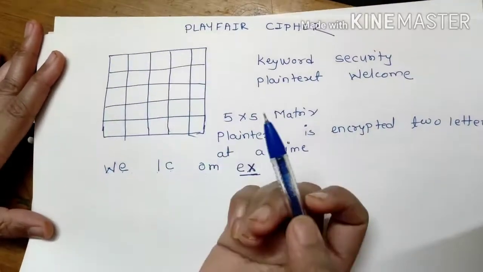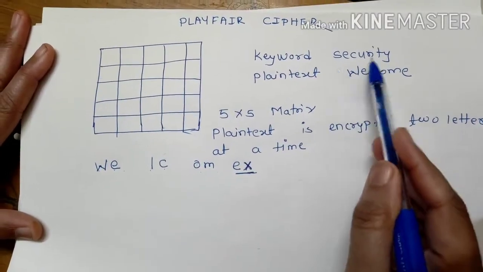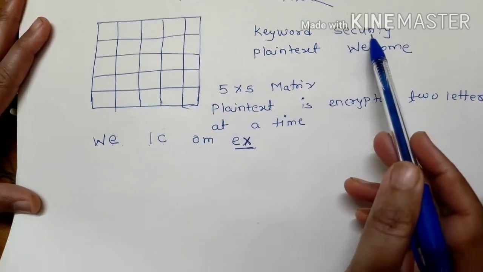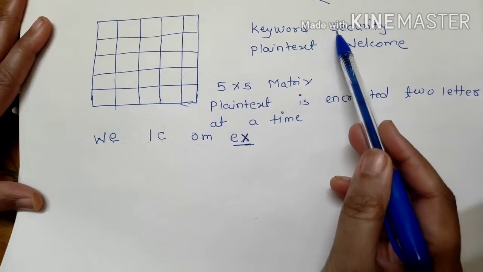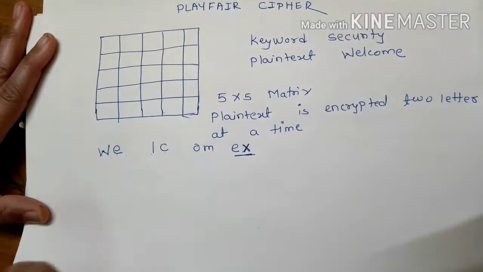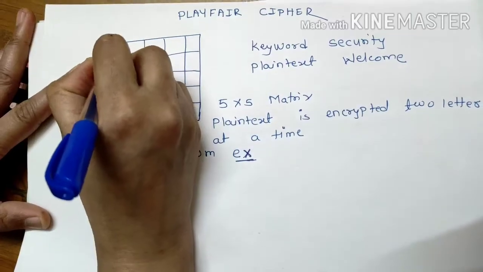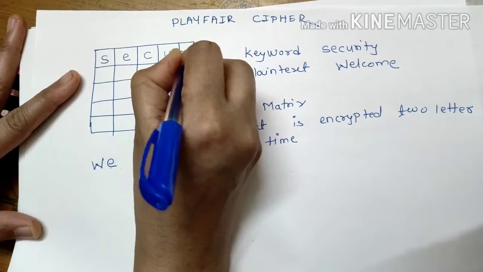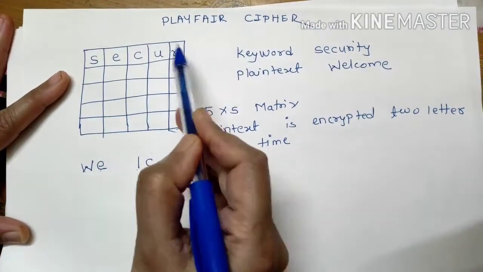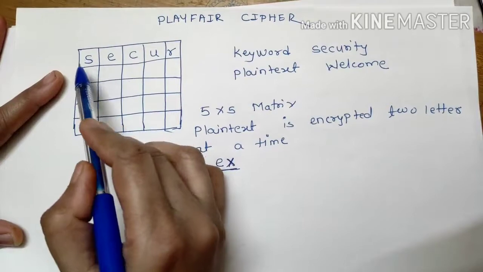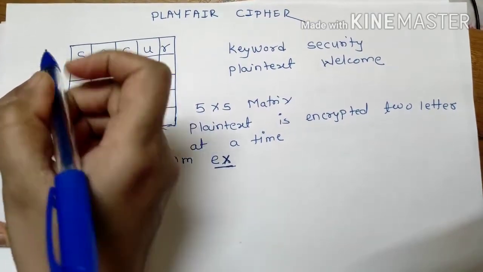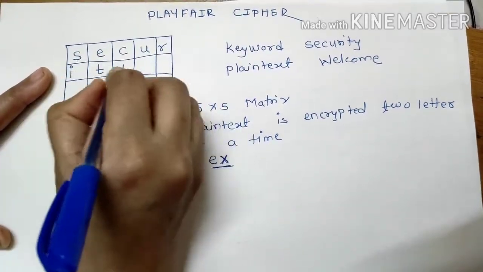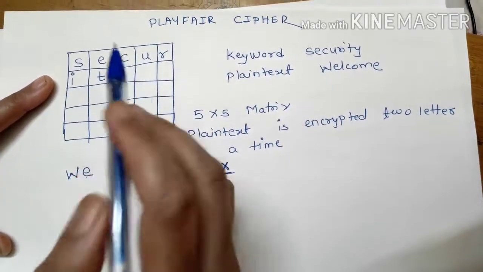Now we have to fill this matrix first. How to fill that matrix? We will start with the keyword, that is the secret key, and duplication should not be there between the alphabets. Once you have written S, then don't repeat it again in the matrix. So we will start with security. Whenever you are filling this matrix, go from left to right and from top to bottom. Here no duplications are there, so we have written all the letters.